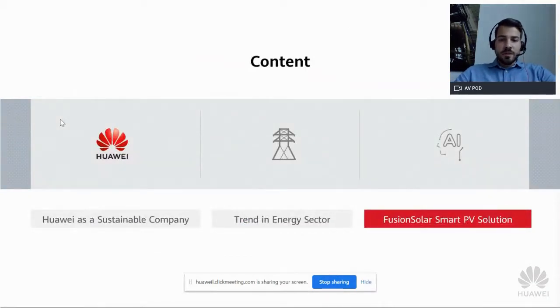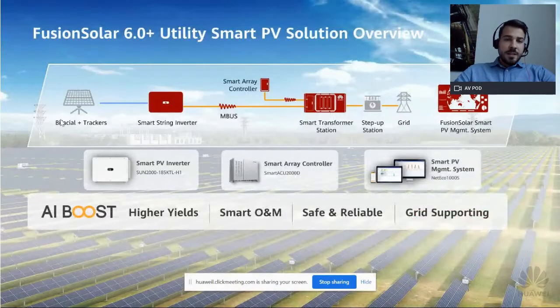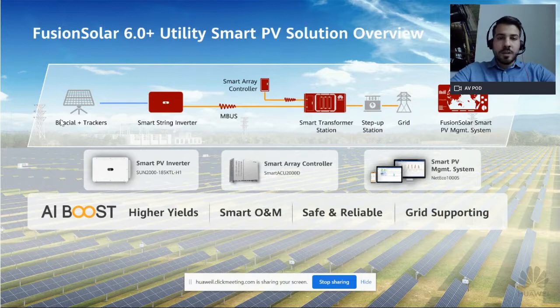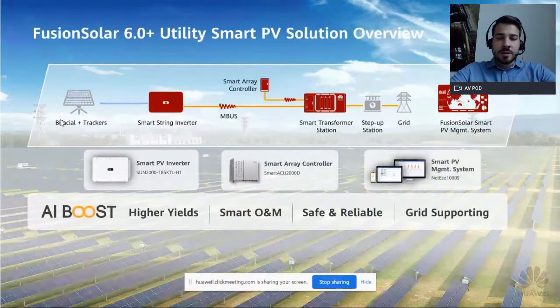Okay, so let's start with the 185 inverter. Our solution and our picture of the utility segment is that we provide a string inverter to the customer with the whole package, with a smart array controller, so with a management system included, which can be the Netico system. There will be a seamless integration between the bifacial plus trackers, the transformer station and our smart array controller. This way you can achieve higher yields, smarter operation and maintenance, and a safe and reliable operation.